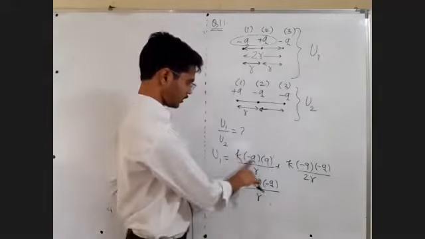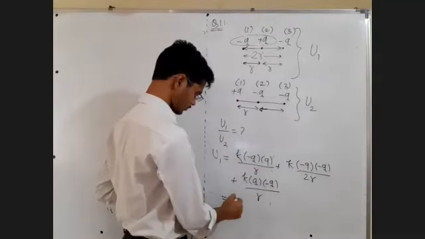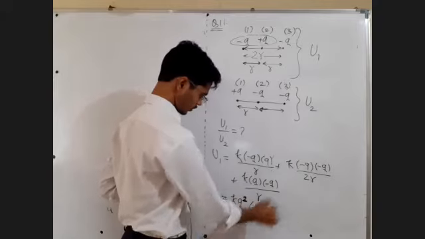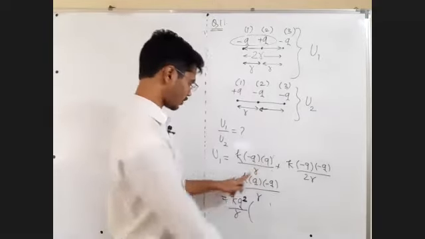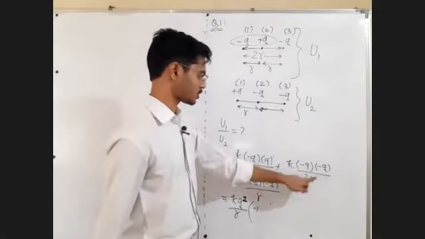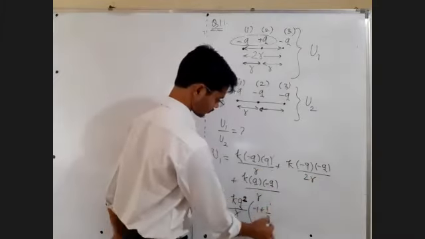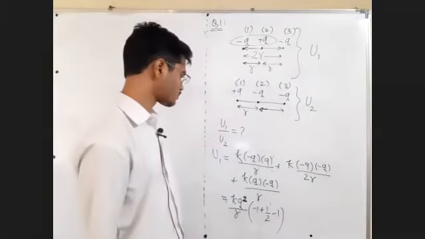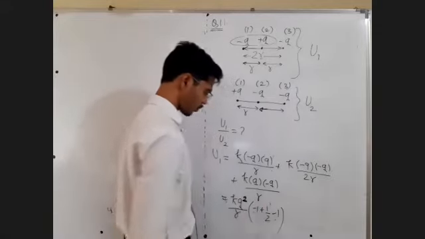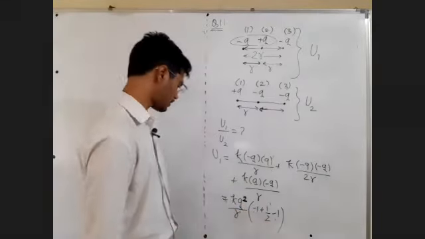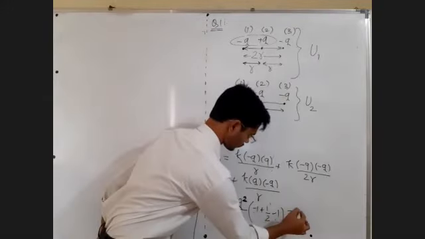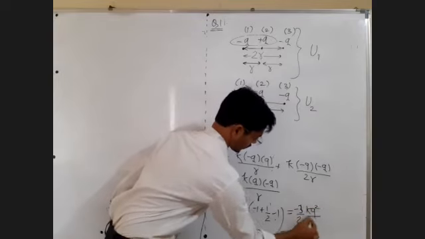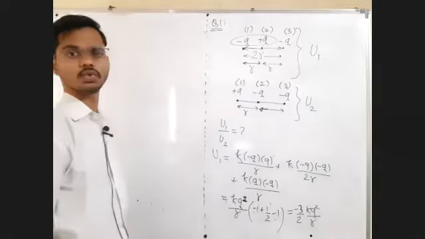Fine. K into Q square upon r common, into the bracket: minus 1, minus 1 upon 2, plus 1 by 2 minus 1, which gives minus 2 plus half, which is minus 3 by 2. So U1 is minus 3 by 2 into K into Q square upon r.